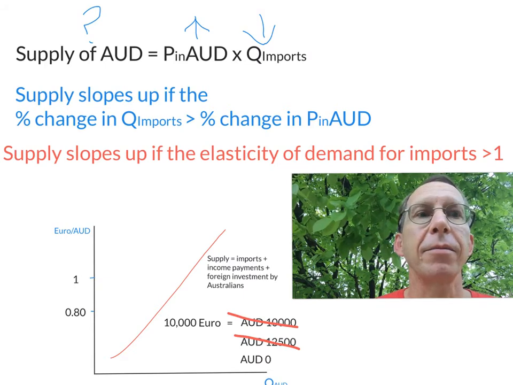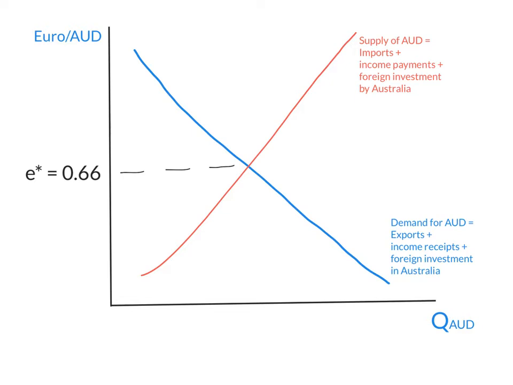Where does that get us? Well, if the supply for Australian dollars slopes up, the demand for Australian dollars slopes down, we expect the equilibrium to be where they cross, where the demand and supply of Australian dollars equals each other. That's given here by E star, or when I'm making this video at the beginning of 2018, the actual exchange rate is about 2/3 or 0.66 of a euro to the Australian dollar.